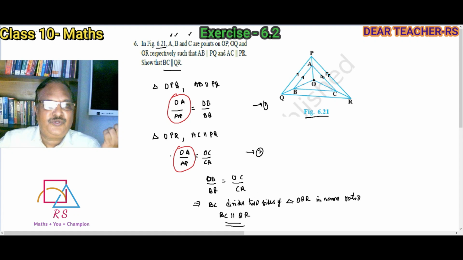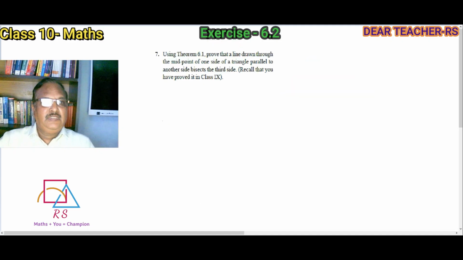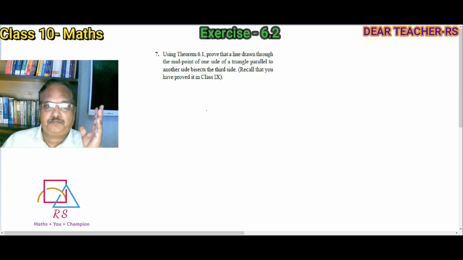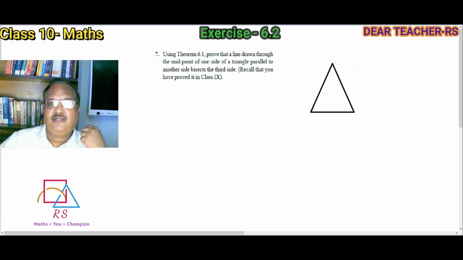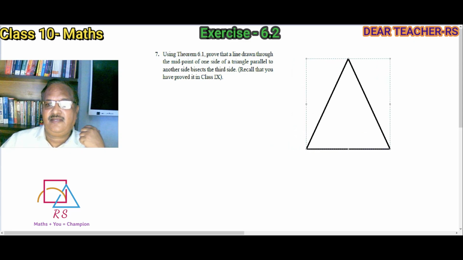So let us go to the next question. So this is 7th question using 6.1 theorem, basic proportional theorem. Prove that a line drawn through midpoint of one side parallel to another side bisects the third side. So now let us draw a triangle. Okay. Now no diagram given.